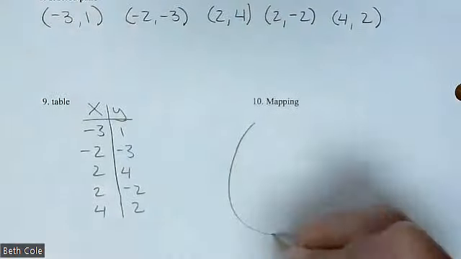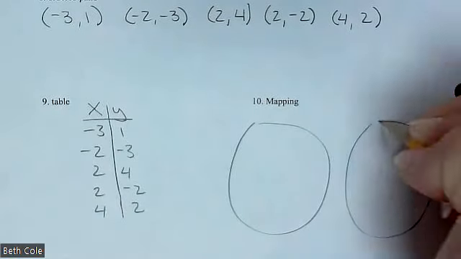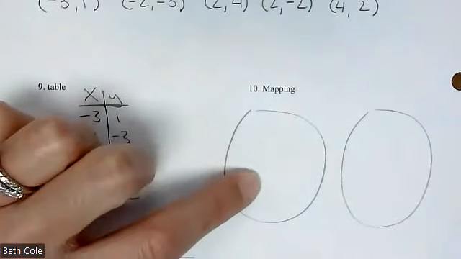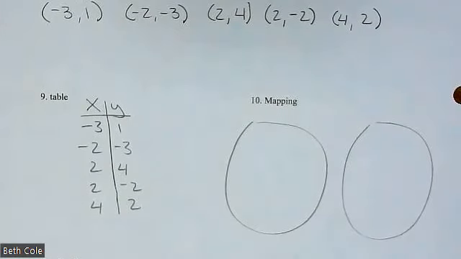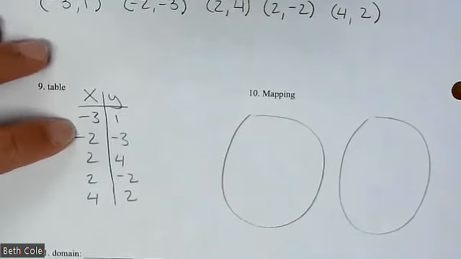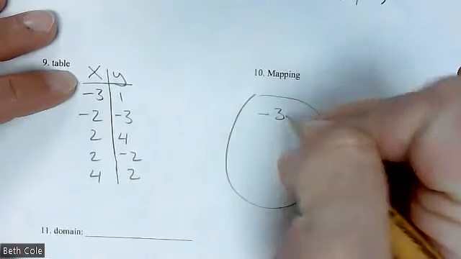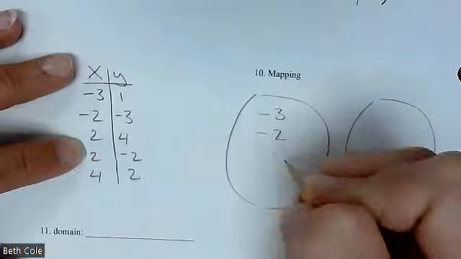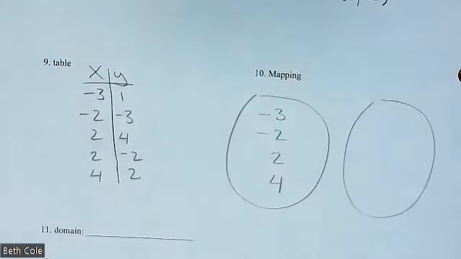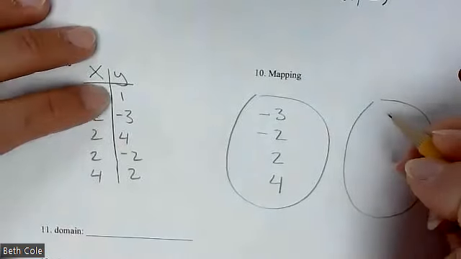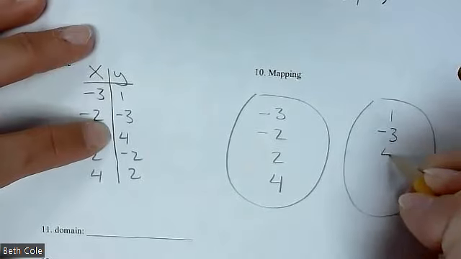So mapping is the thing with the circles. Draw your two big circles. All the X's are gonna go in the first one, all the Y's are gonna go in the second one. Now, this is where you don't repeat them. So when you go to write your X's, I'm just looking at the table here. We have -3, -2, 2, and 4. You don't write it twice. That's the only thing people ever miss on this, because you're just recopying what's there, right? And then all of the Y numbers, and I don't think any of those repeat, so just copy them all over.